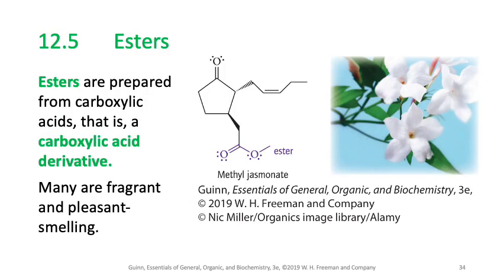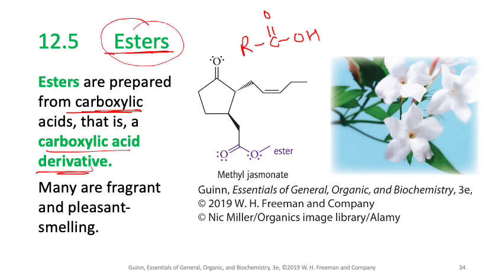So now we're going to talk about another functional group, which is an ester. An ester is prepared from a carboxylic acid. That's why we normally call an ester a derivative of a carboxylic acid. So what is an ester? RCOOH, this is your carboxylic acid, right? How are you going to make an ester? You remove the hydrogen from the carboxylic acid and replace it with an R. So whenever you have an OR group attached to a carbonyl group, we call that an ester.